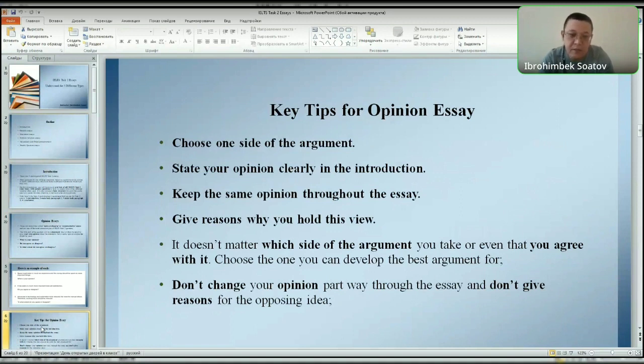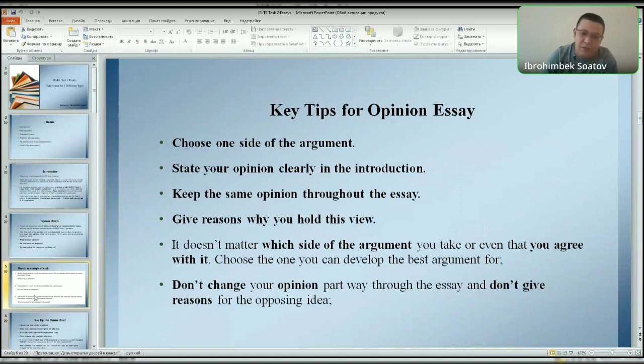You will be assessed according to 4 criteria in academic writing, and one of the criteria is coherence and cohesion. That's why you should try to keep the same opinion throughout the essay. And you shouldn't forget to give reasons and examples why you agree with this statement or why you disagree with this statement. It doesn't matter which side of the argument you take or even whether you agree with it. Choose just one you can develop the best argument for. You shouldn't change your opinion through the essay, and you also shouldn't give reasons for opposing ideas.